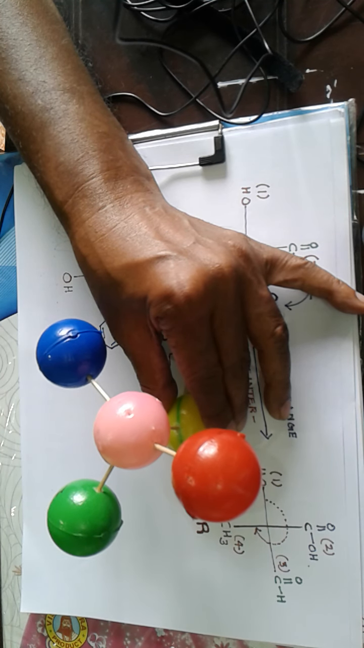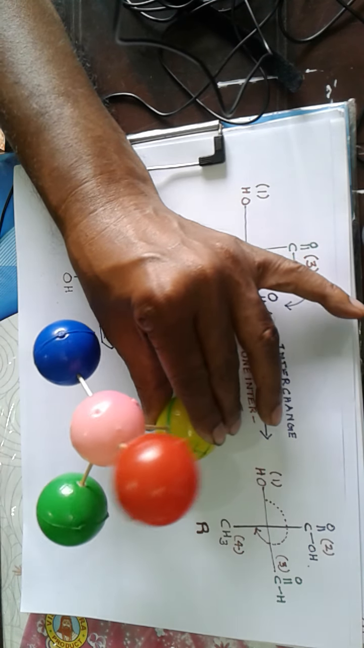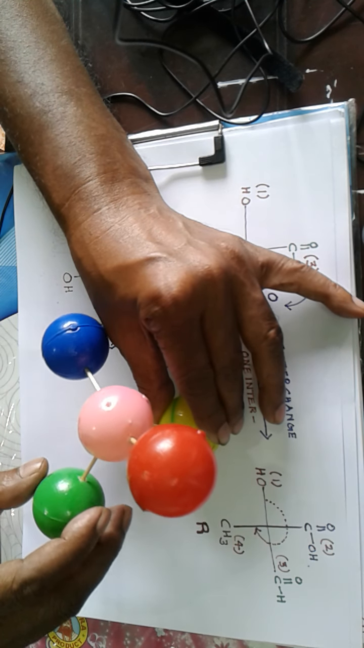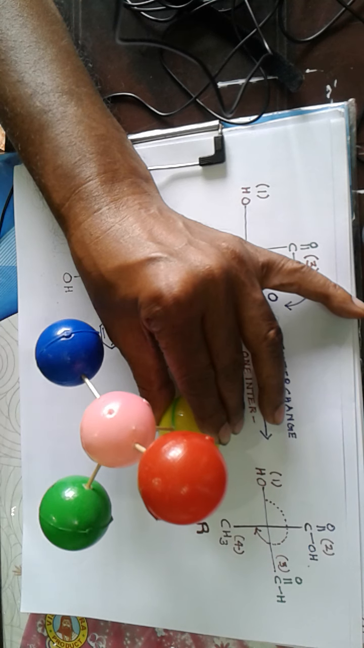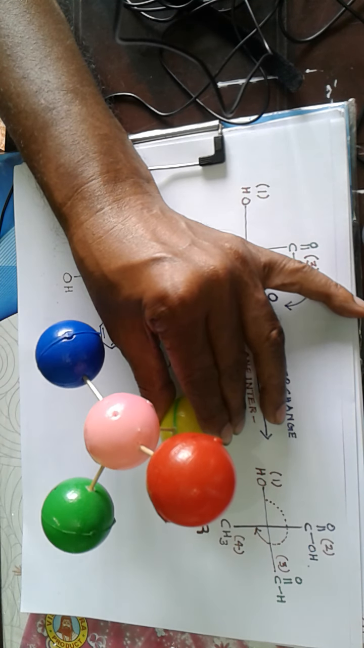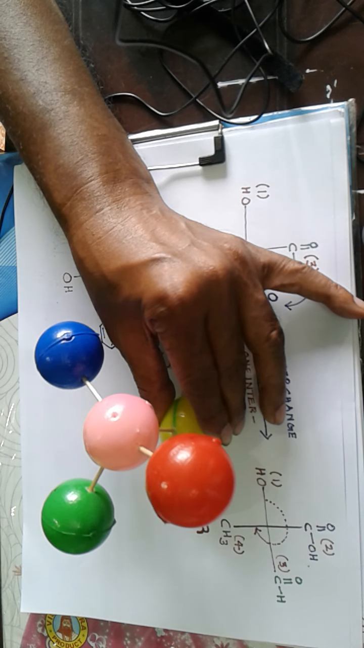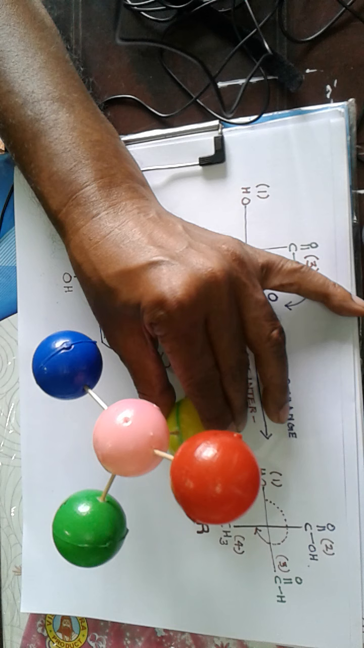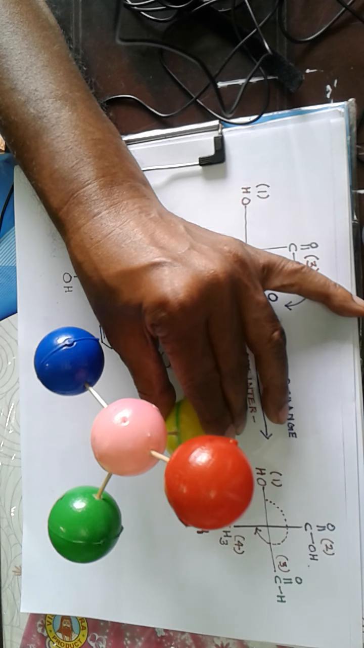So once again, you keep the group of least priority away from the observer, and look at the other three groups which are facing towards the observer. So look at the order in which the priority of groups are arranged. Then suppose we draw the Fischer formula of this configuration. This is R.